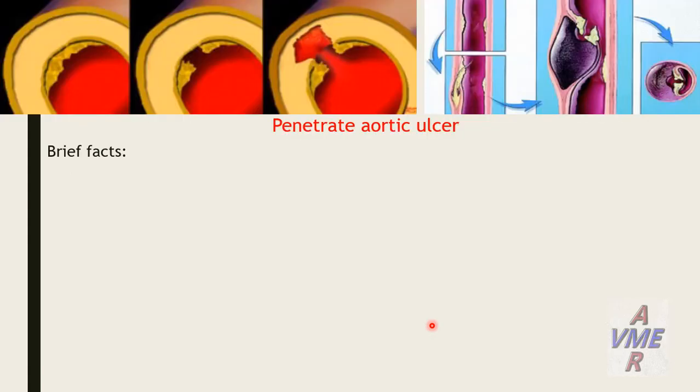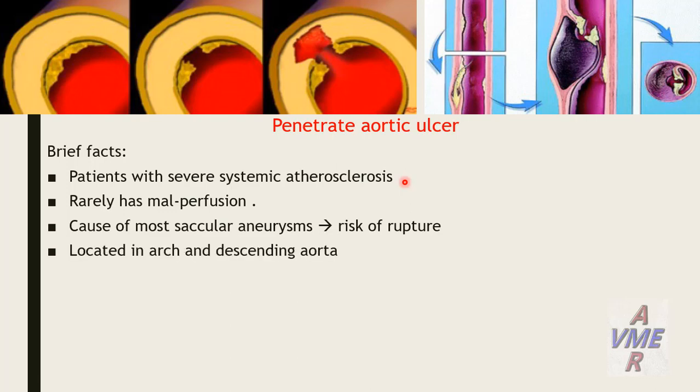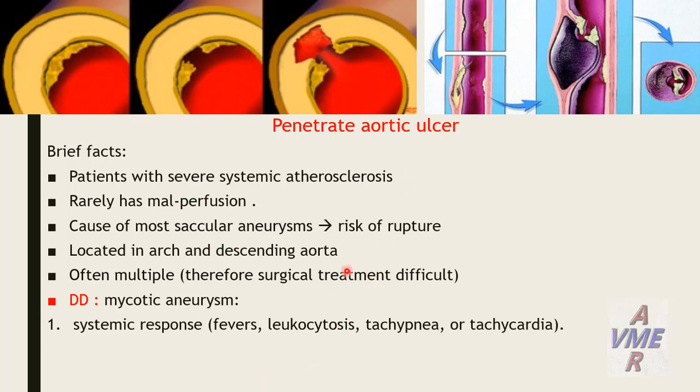Penetrating aortic ulcer, brief facts. Patients with severe systemic atherosclerosis rarely have malperfusion in comparison to aortic dissection. It causes saccular aneurysm with the risk of rupture. Located in the arch and descending aorta. Often multiple, therefore surgical treatment is difficult, meaning here open surgical treatment.